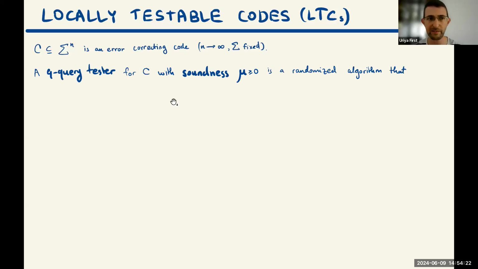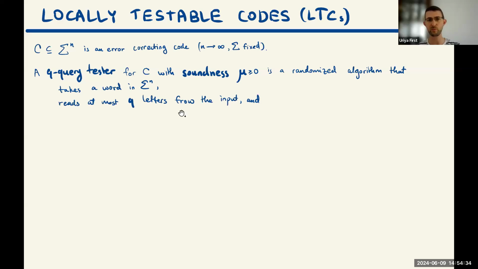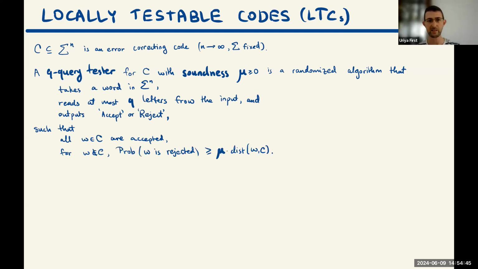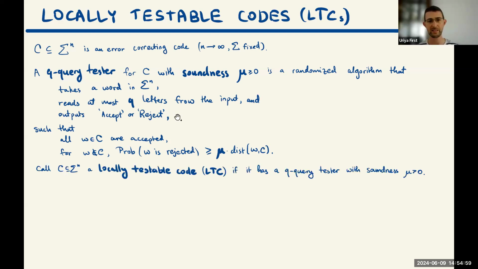Formally, what we're really after is a Q-query tester for C with some positive soundness mu, which is just a randomized algorithm that takes a word in Sigma to the n as input. It reads at most Q letters from that word, and it outputs either accept or reject. The requirements we want from that algorithm are that every word in C is accepted, and if a word is not in C, then the probability that we reject it is at least mu times the distance from w to the code. So if we're further away from the code, the probability of rejection is higher. And we say that C is an LTC if it has a Q-query tester with positive soundness mu.